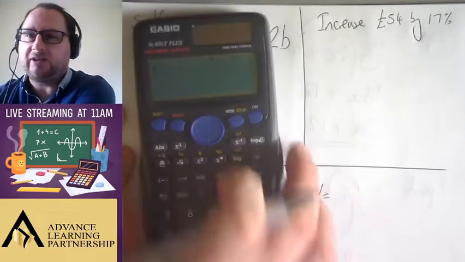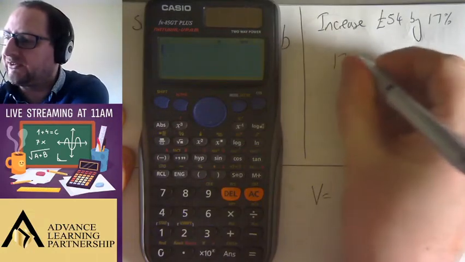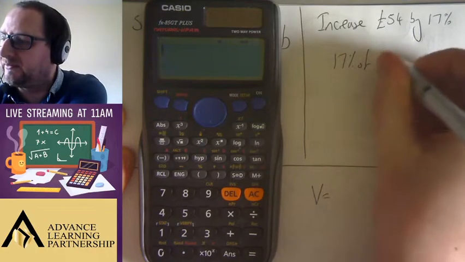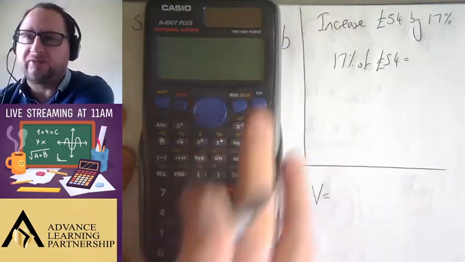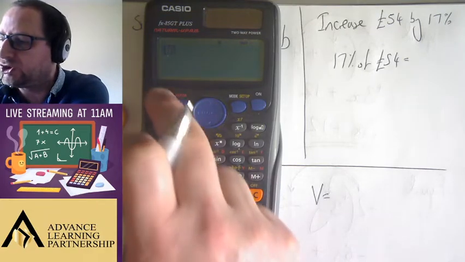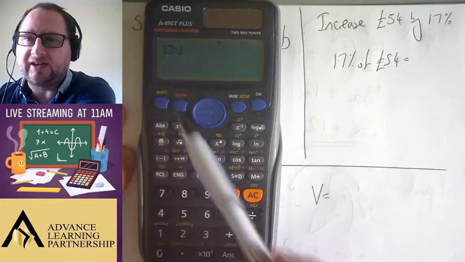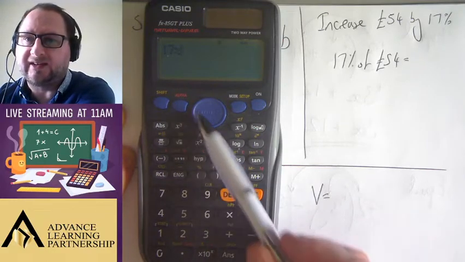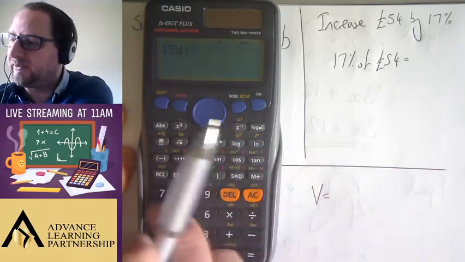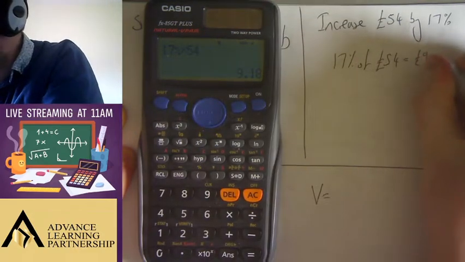Let's look at our calculate question now. I'm going to use the Casio for this. And the first thing I would do is I would find 17% of 54. Now there are other ways of doing this. I'm just looking at this method this morning. So 17 shift to get percent. And if you're wondering how I did that, I press my shift key there and my open bracket key there to get 17% of 54. And 17% of 54 is £9.18.